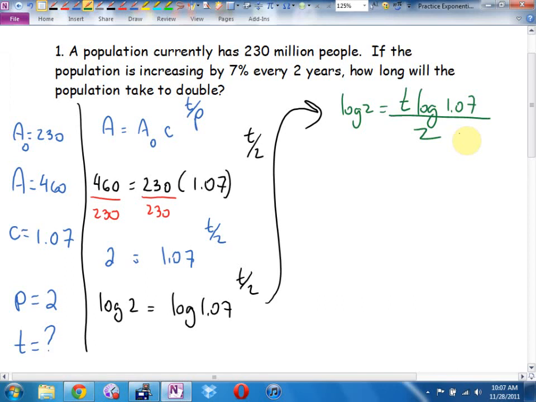How would I get the t by itself? It's math 8. Yeah, in fact, I think I'm going to times by the 2 because it's dividing the t, yes? And I'm going to divide by the log of 1.07 because it's timesing the t, and cross multiply. I think t ends up being 2 log 2 divided by the log of 1.07. Which is what? Now go to your calculators.